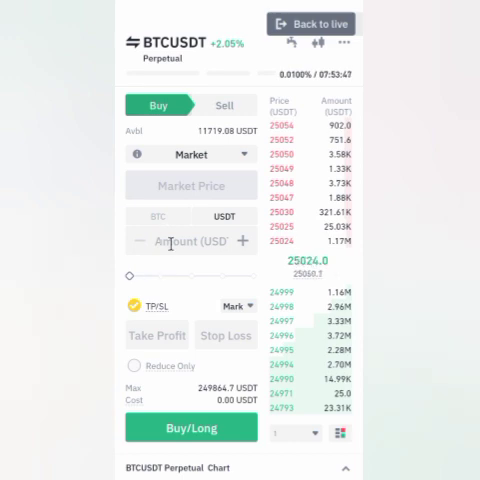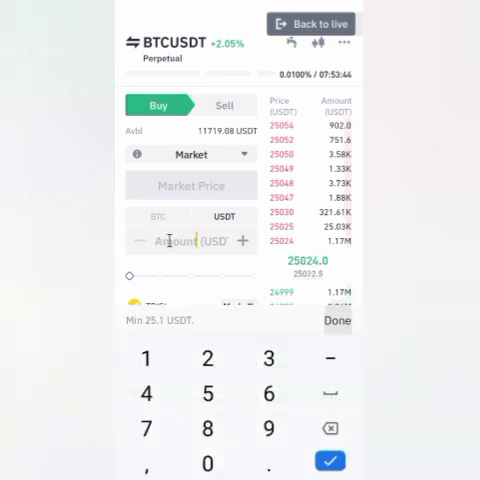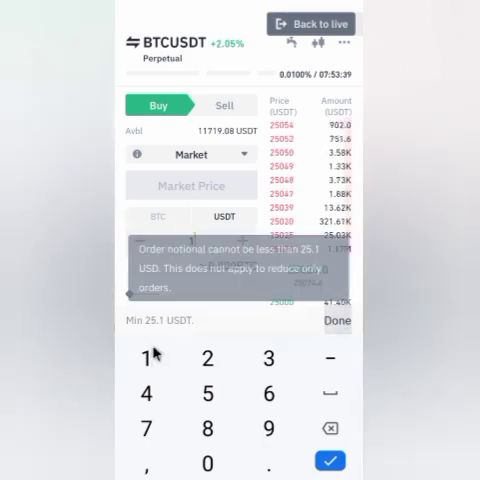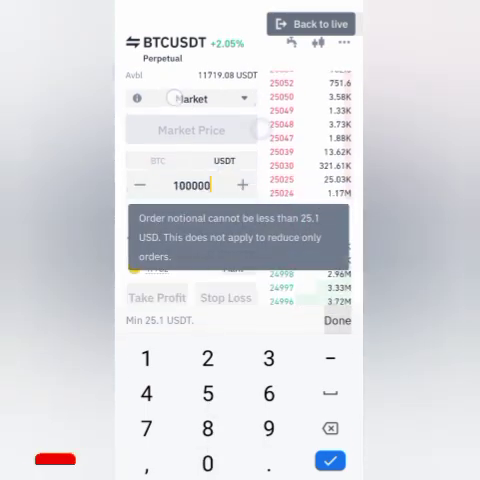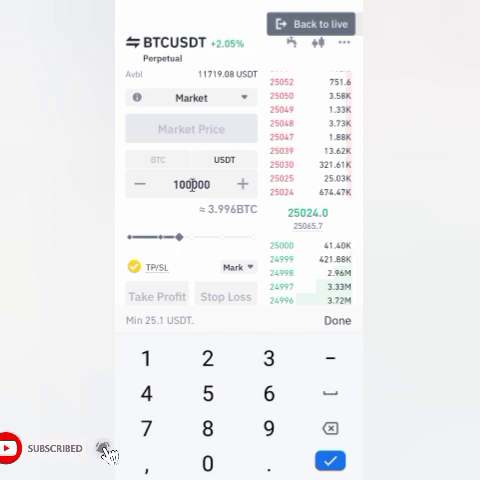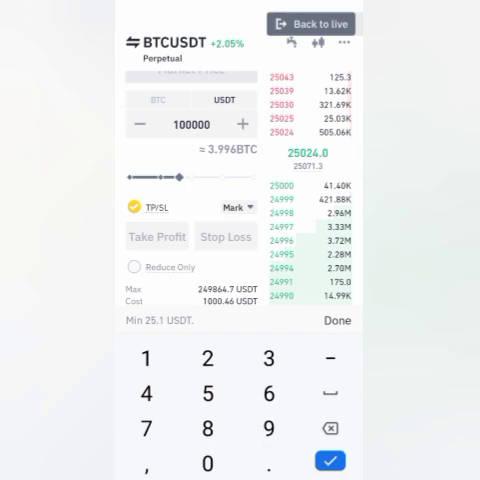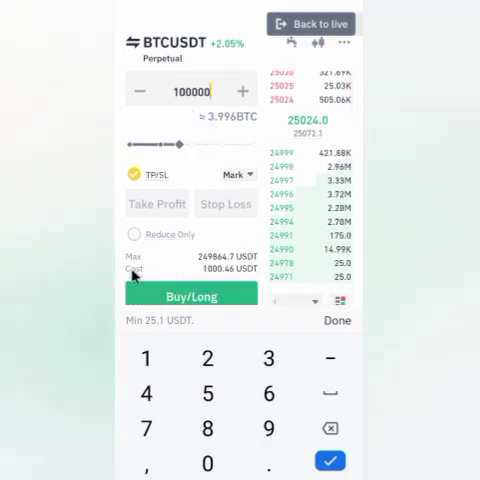Here I enter the amount. The amount that we enter goes in accordance with the leverage. So if I want to trade with 100,000 USDT, the leverage is at 40%, and once I enter the amount here, the leverage is at 40%. Then here you can see my cost is 1,000 USDT, that is $1,000. My cost is $1,000 as you can see here.